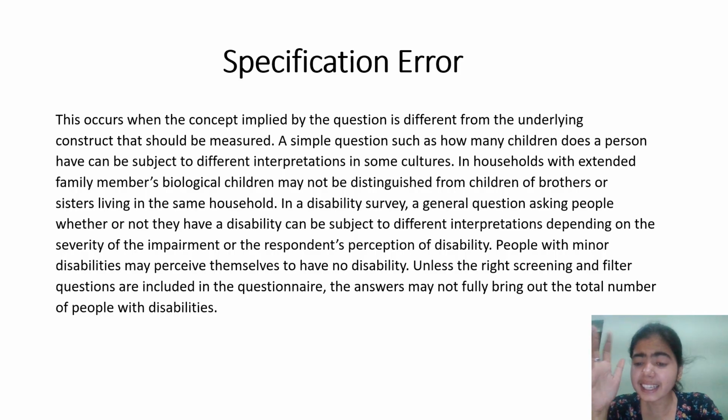Specification error: when the collected sample is not a good representation of the population, that comes under specification error. You can read the definition of this from here.